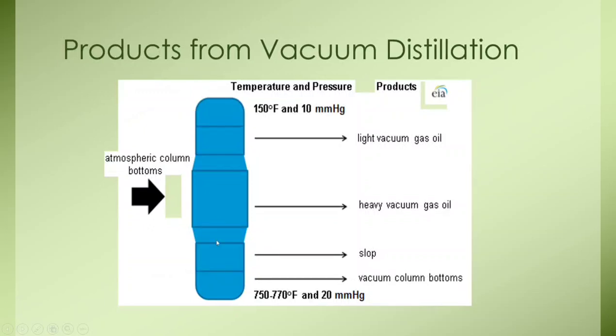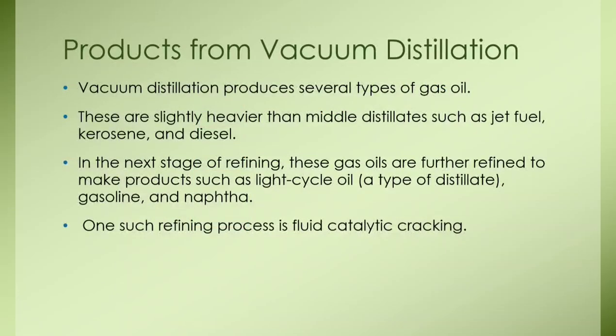As you can see in this picture, vacuum distillation is shown, and the atmospheric column bottoms are fed as feed in this distillation, and light vacuum gas oil, heavy vacuum gas oil, slop, and vacuum column bottoms are the different products which we obtain from vacuum distillation at different boiling points. And these are the temperature and pressure. At the top of vacuum distillation, the temperature is around 150 degrees Fahrenheit and 10 mmHg, and at the lower side the temperature is around 750 to 770 degrees Fahrenheit and 20 mmHg.